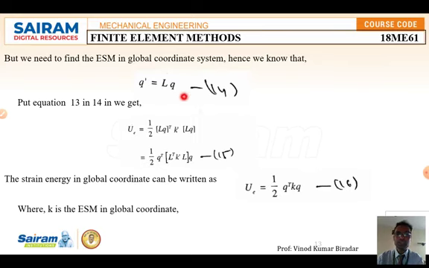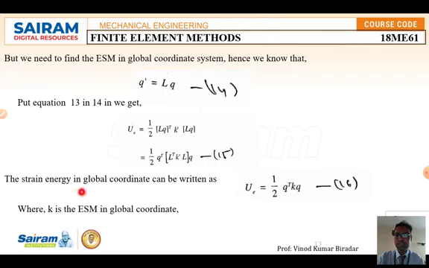Okay, substitute equation 14 in equation 13, we are going to get this equation. U is equal to half of (Lq) dash. Wherever q dash is there, substitute here. It may be wrong, so 14 should be substituted in 13 equation. So q dash is Lq. After simplification you are going to get half of q transpose L transpose k dash L into q. Okay, question number 15.